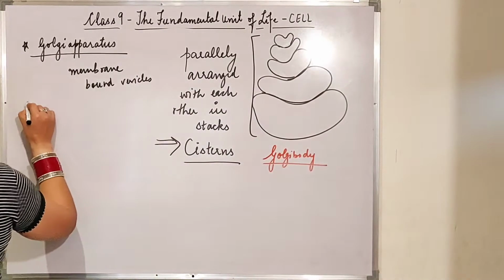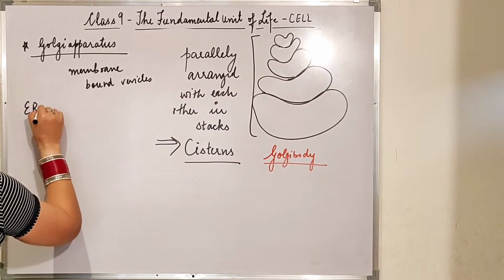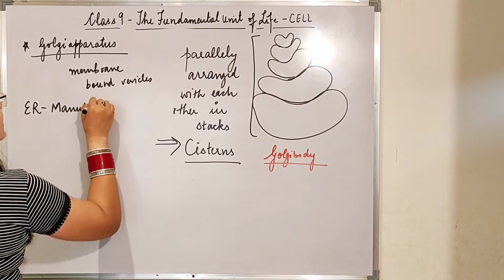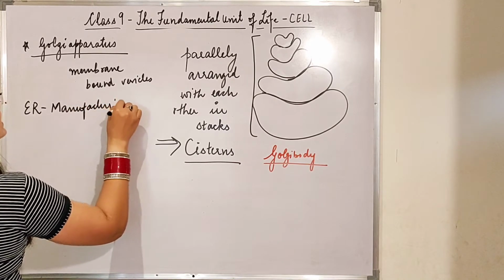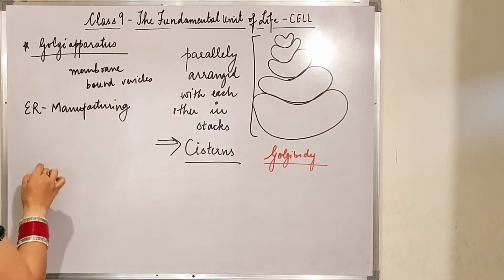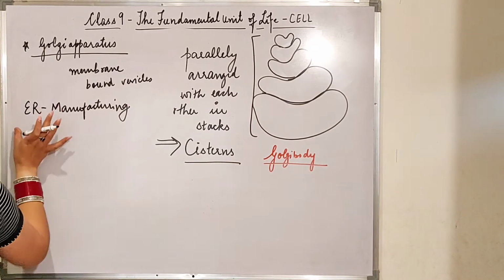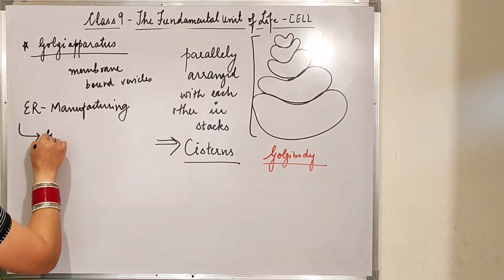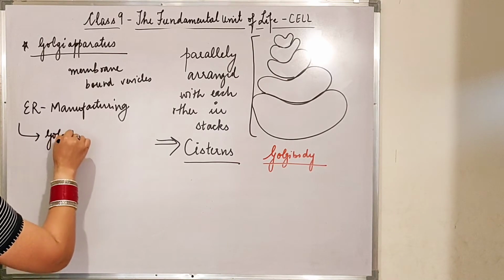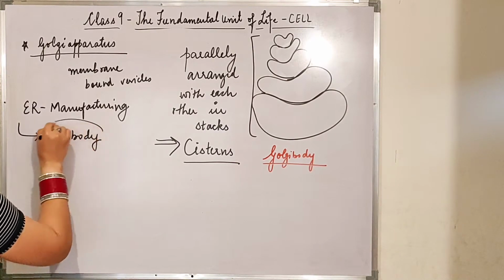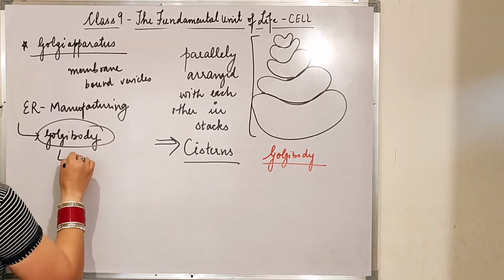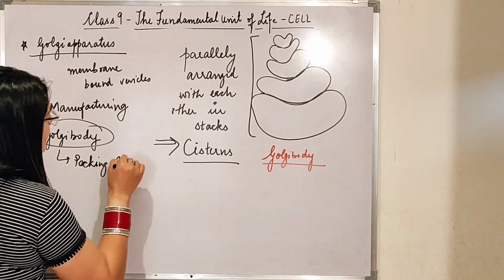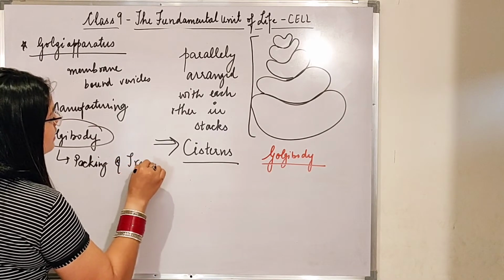So beta, I told you ER is the manufacturer, right? So whatever ER is manufacturing, beta, that is proteins, lipids, all of those proteins, lipids or the products manufactured by ER, they go to the Golgi body. The products go to the Golgi body for their packaging and transporting.